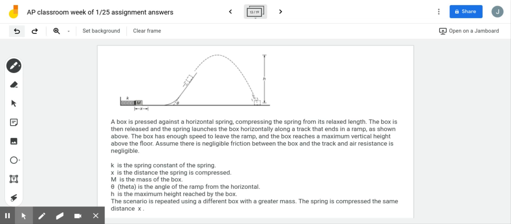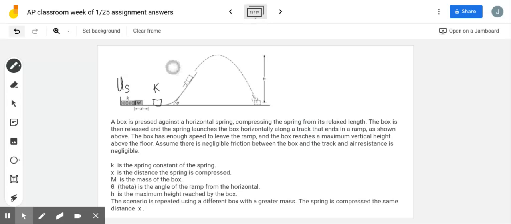Okay, let's talk about this FRQ here. We've got the box pressed against the spring. It's compressed, which means that it has some spring potential energy or elastic potential energy. The box then is released, and the spring launches the box horizontally along a track. So it's like this. When it's like that, it just has kinetic energy. And then it has enough speed to leave the ramp.